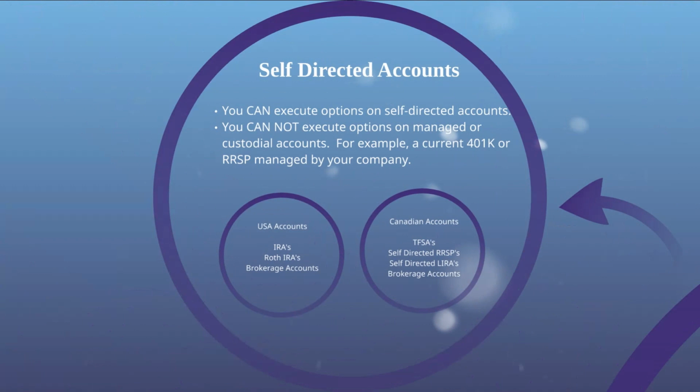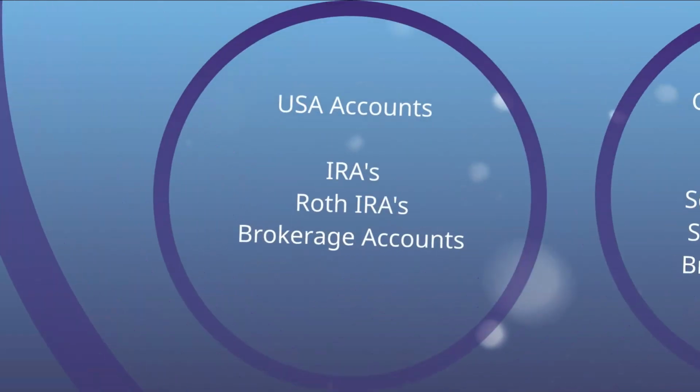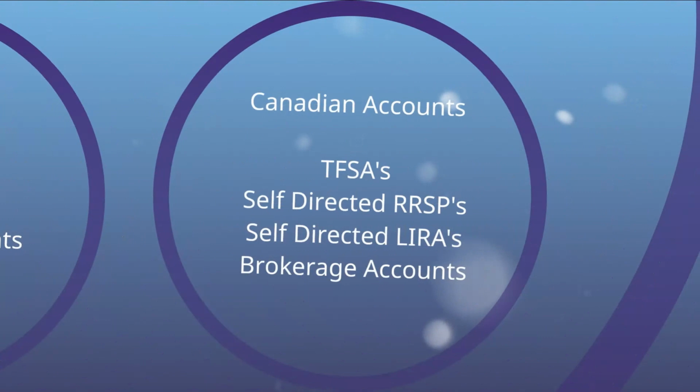Option contracts can be executed in self directed accounts only. You cannot execute options on managed or custodial accounts, for example, a current 401k or an RRSP managed by your company. But any accounts outside of that can be self directed. In the US, those are things like IRAs, Roth IRAs, brokerage accounts, and in Canada, tax-free savings accounts, and then self-directed RRSPs and LIRAs, and of course, brokerage accounts.